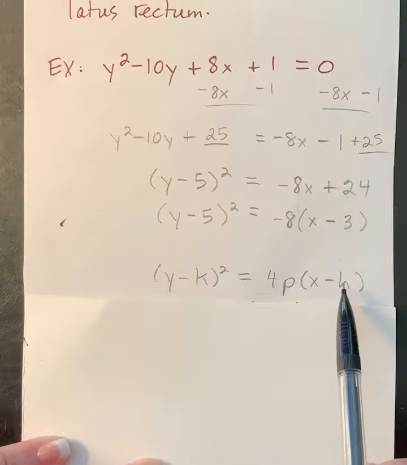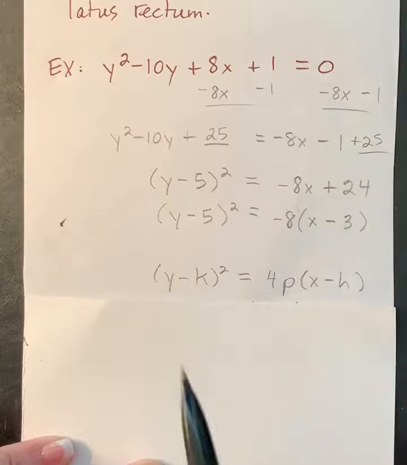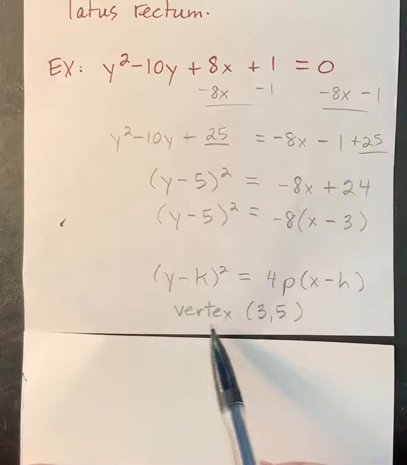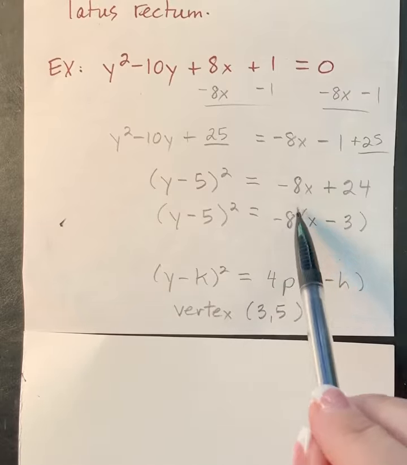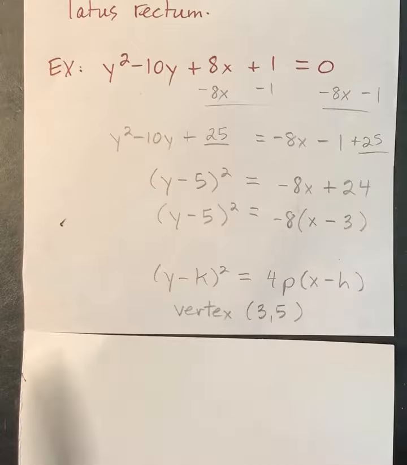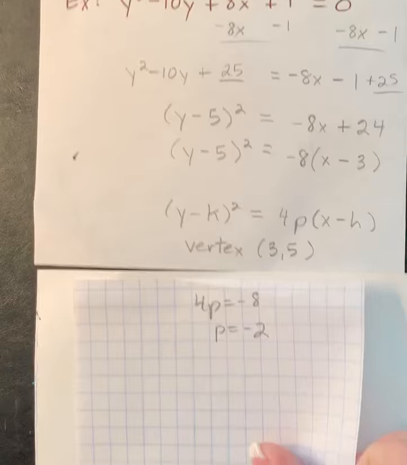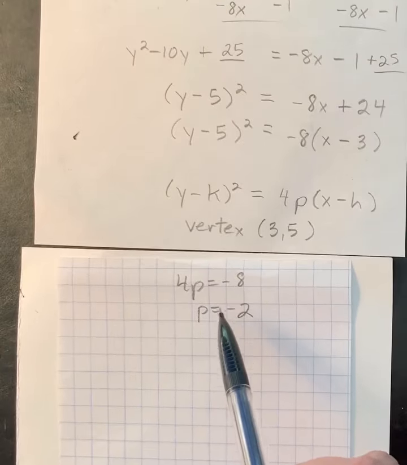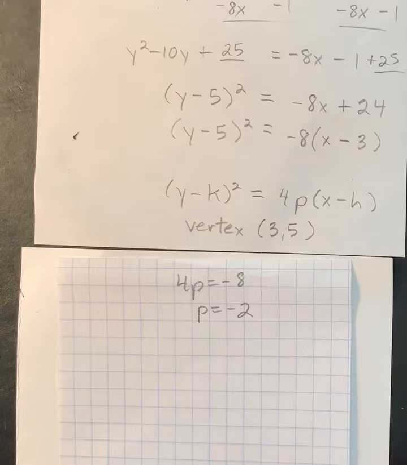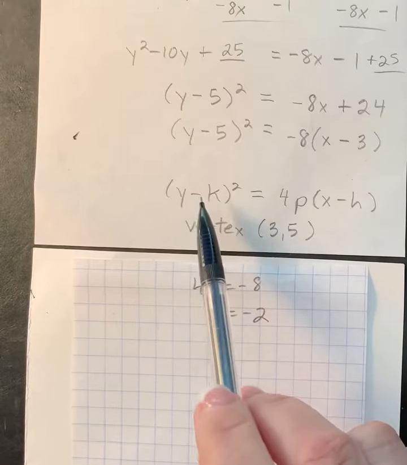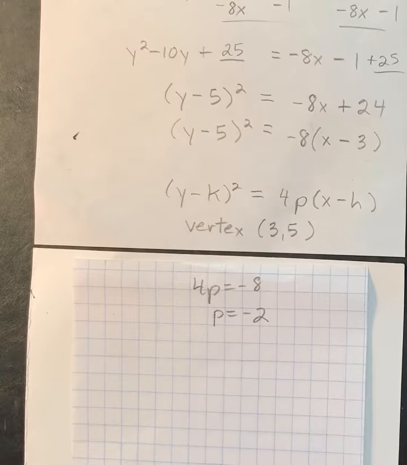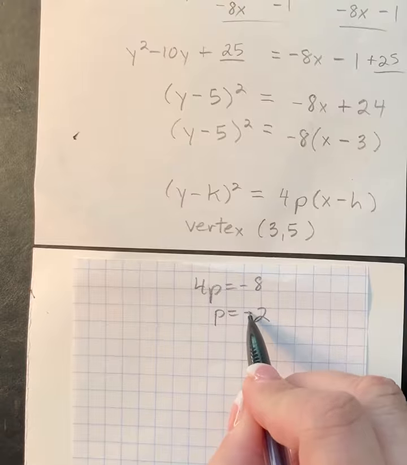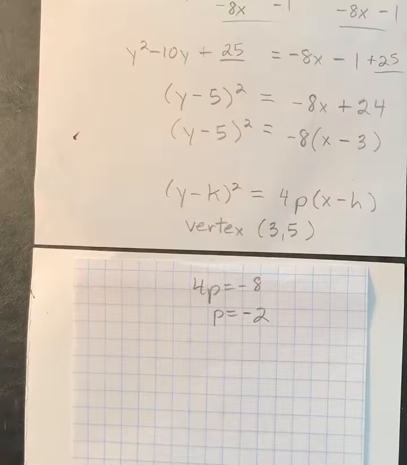And so now we see that h is 3 and k is 5, so that will give us that the vertex is 3 comma 5. And our coefficient is negative 8. That's our value for 4p. So 4p equals negative 8, so p is equal to negative 2. All right, and since y is the one being squared, this will be a left-right kind of parabola. Since p is negative, it's going to be opening to the left.